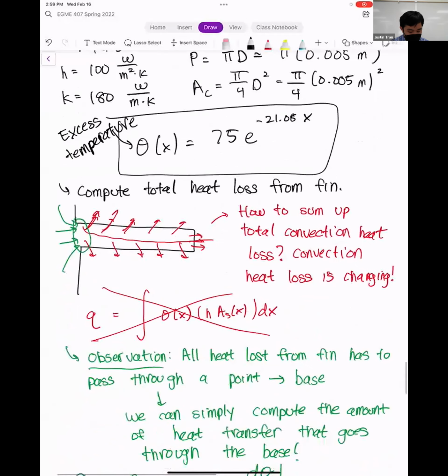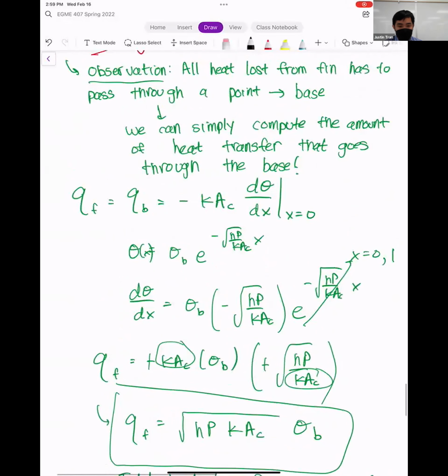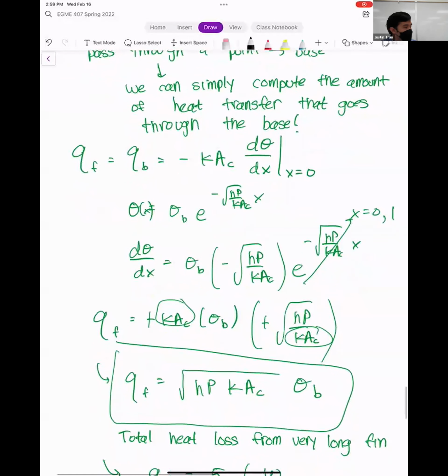Okay. The next thing we computed was the total amount of heat transfer from the fin, right? And we have a formula for that as well, which we derived at the end of class last time. Just to remind you, the logic behind this is that the total amount of heat that leaves your fin has to pass through the base at one point. And so we can compute the conduction heat transfer through the base. That's going to tell us how much heat is leaving our fin overall.